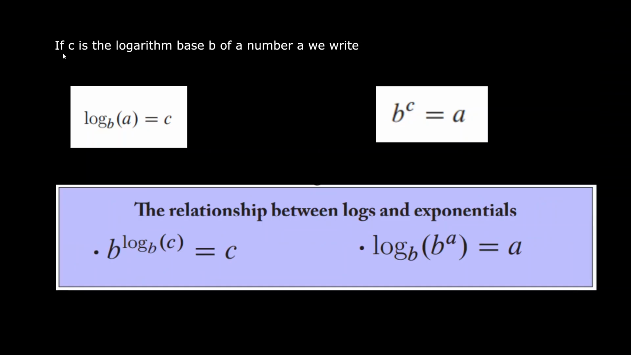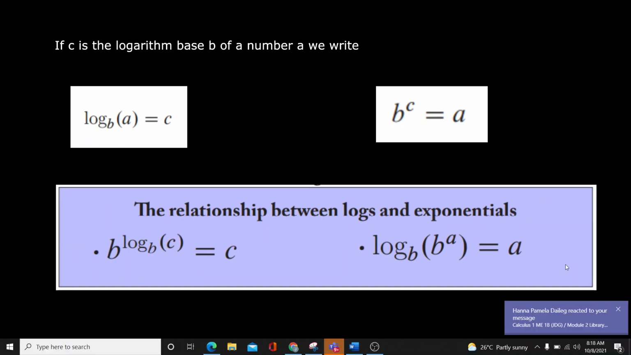So, ito naman is, if c is the logarithm base b of a number, we write as, so ito yung form, logarithm with the base b of a is equals to c. Kapag ginawa natin siyang exponential, that would be b raised to c is equals to a. Okay? B raised to c is equals to a. The relationship between logarithms and exponential, okay, b raised to log b c is equals to c. Bakit? Ang b raised to log b ay equivalent sa 1.